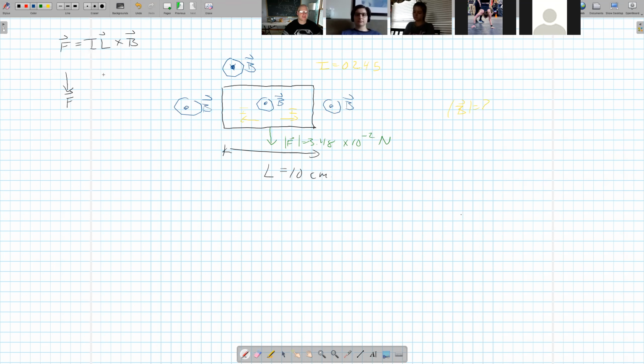So in this case, we know that B is pointing out, and we want to know what is the direction of I to get that to be true. Now this is a little bit different than the problems we've just been looking at. For those, we know the directions of the first two vectors, and we're looking for the third. But for this one, we know the direction of the second and the third, and we're looking for the first.